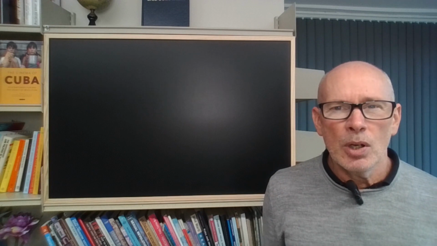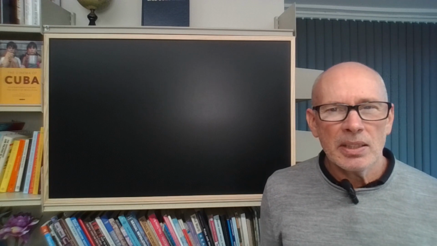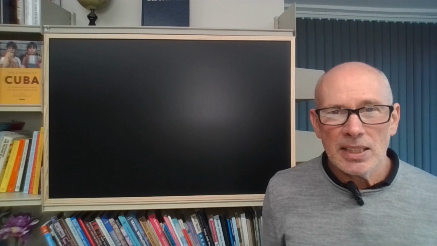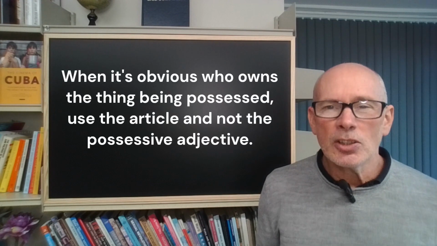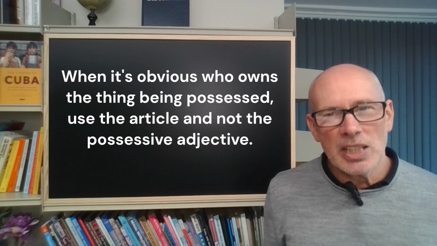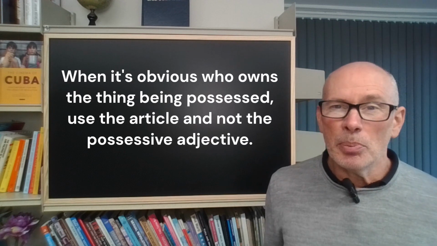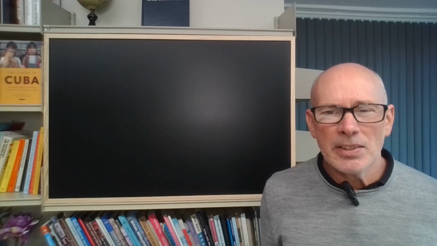So remember, when it's obvious, usually in the verb, who owns the thing being possessed, then you use the article instead of the possessive adjective. Simple. Okay, that's it for now.